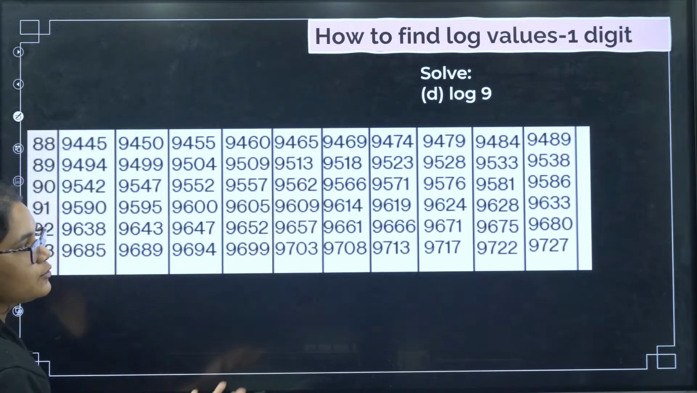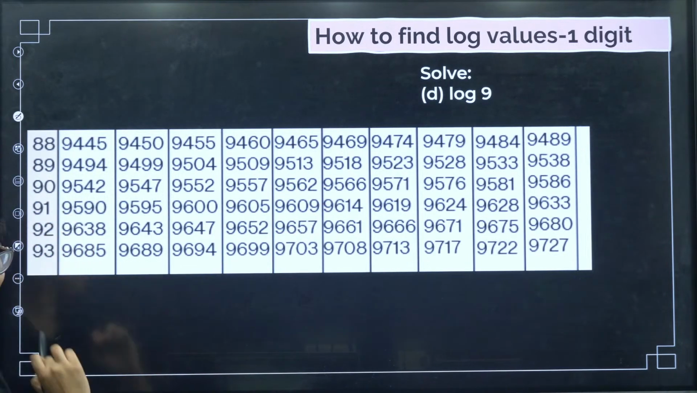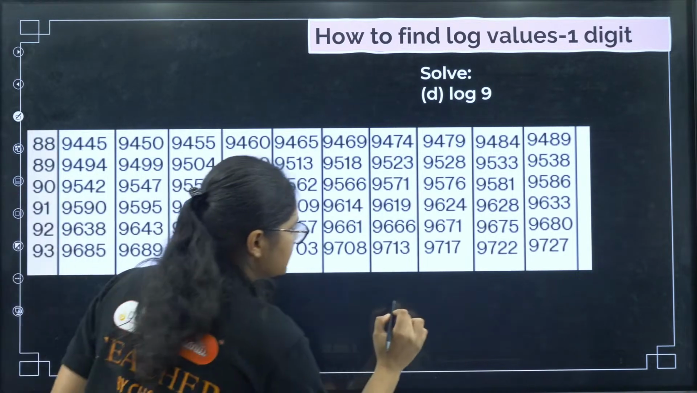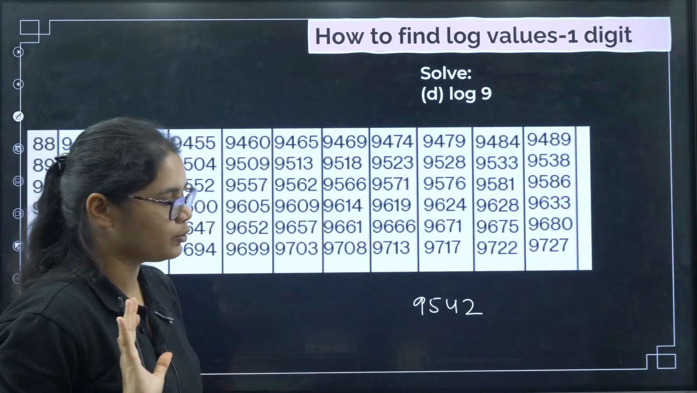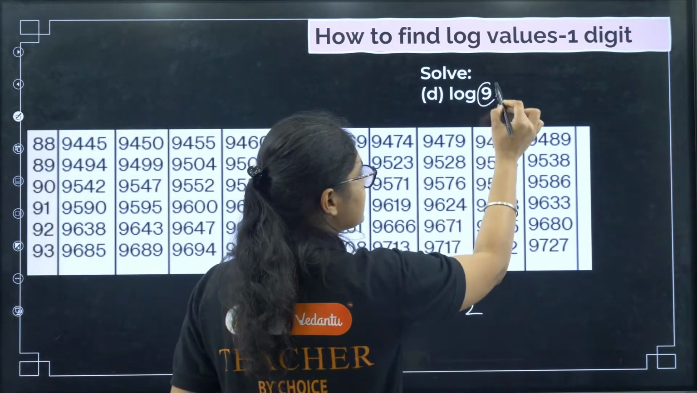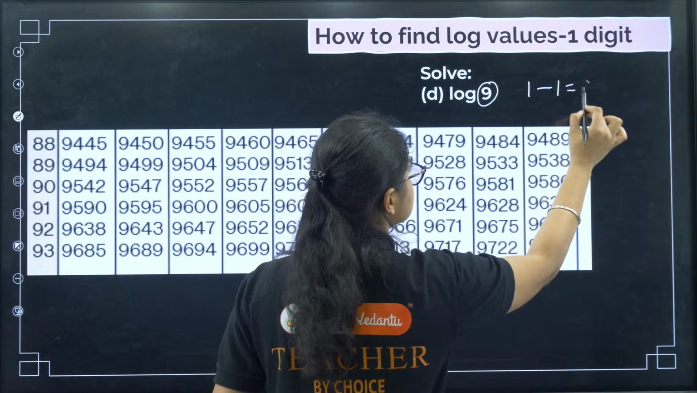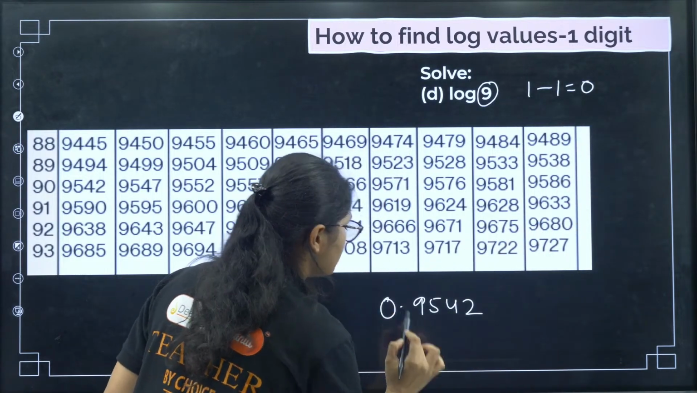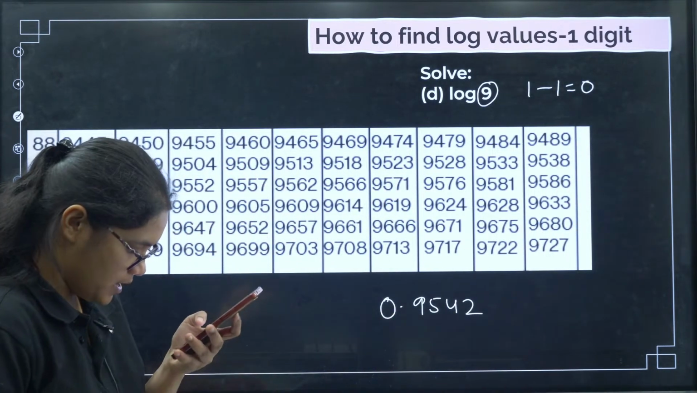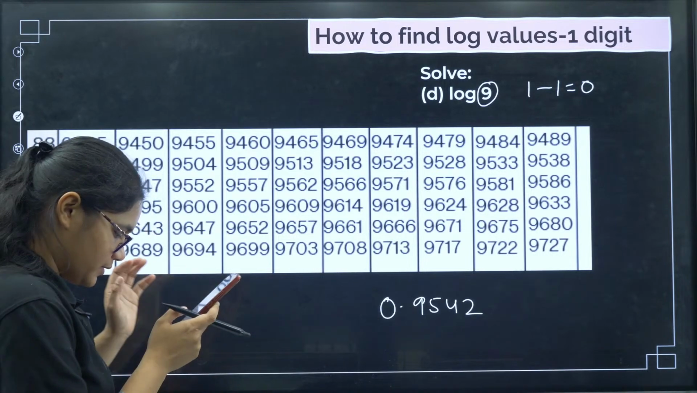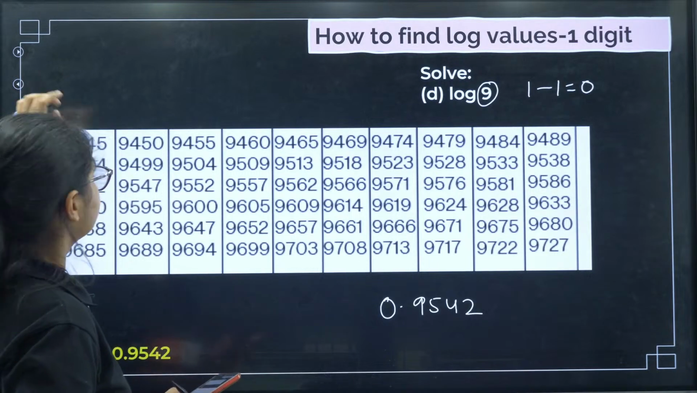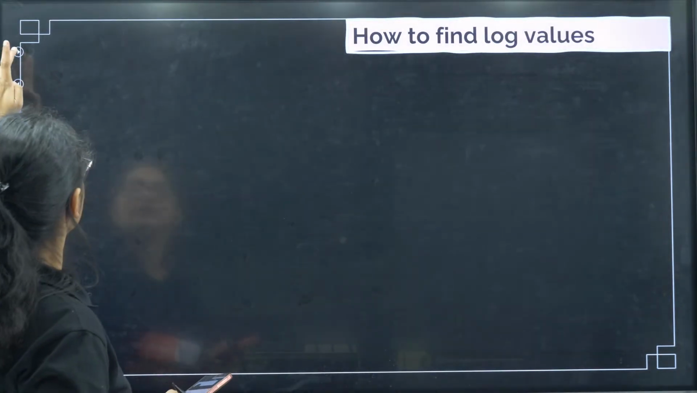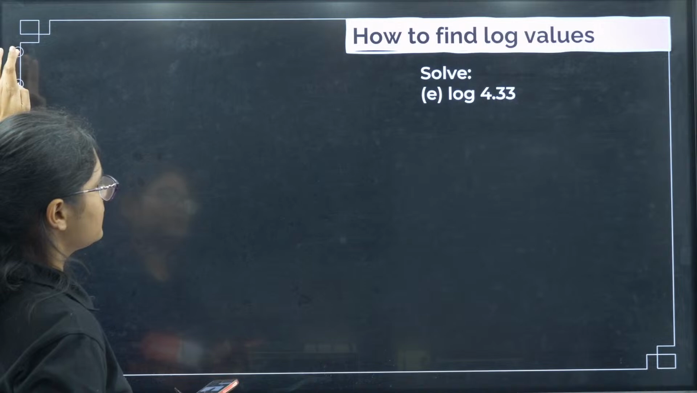For 9 there is no number. I have only 90 here. So I have to take 90, that is 9542. Okay, 9542. Next, how many digits are here? 1. 1 minus 1 is 0. So just put a decimal, 0.9542. Yes, very good students. Okay, next we will go to the next question.